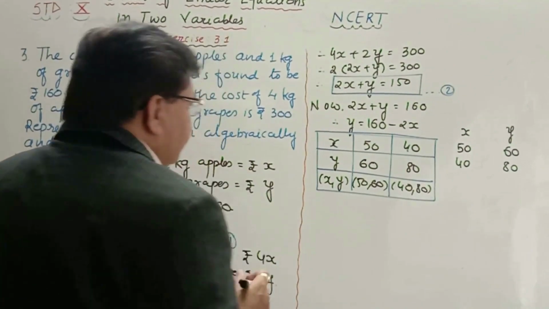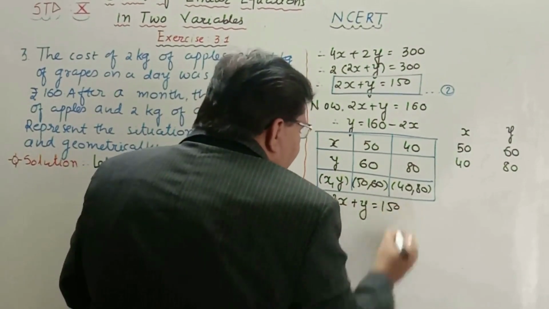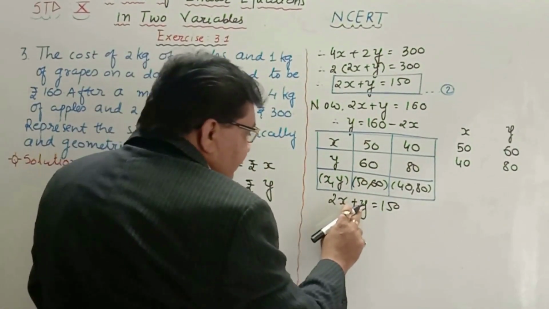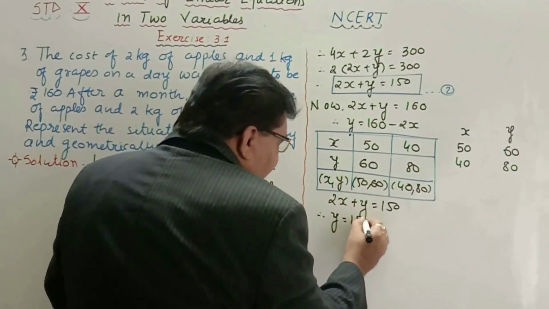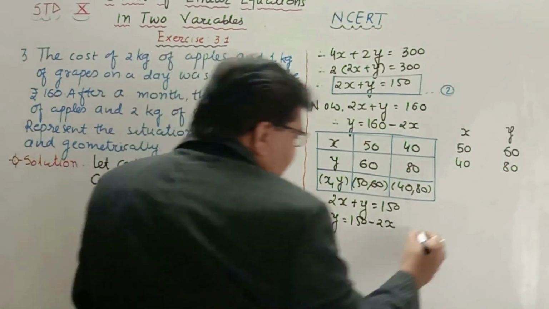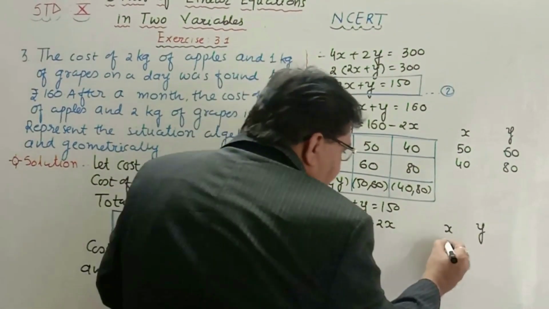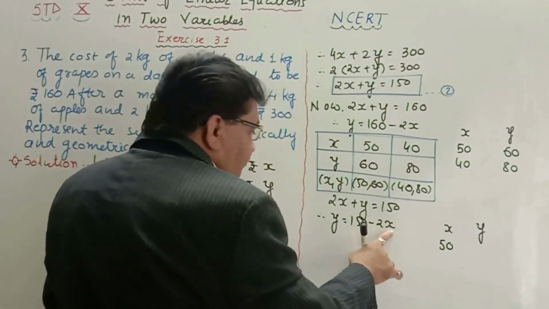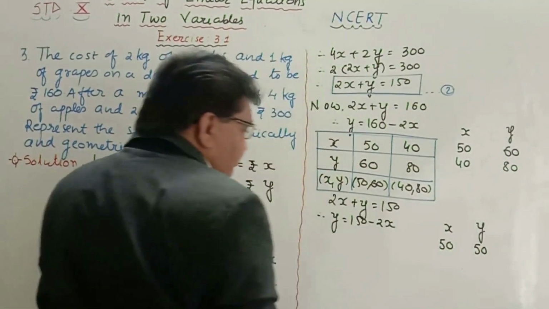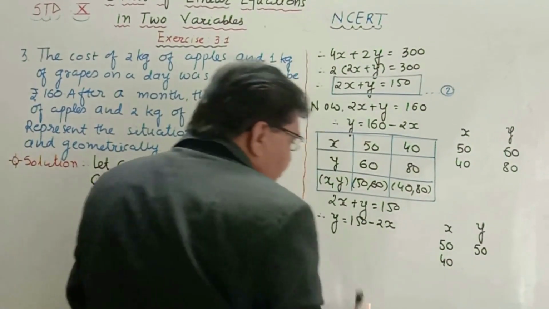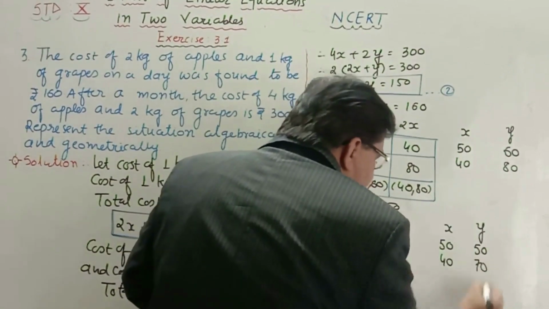Okay. We take the second equation, 2x plus y is equal to 150. Again here the coefficient of y is 1. We take y to the left side: y equals 150 minus 2x. Now we assume the values of x and y. x we take 50. 2 times 50 is 100. 150 minus 100 is 50. Again we take 40. 2 times 40 is 80. 150 minus 80 is 70.